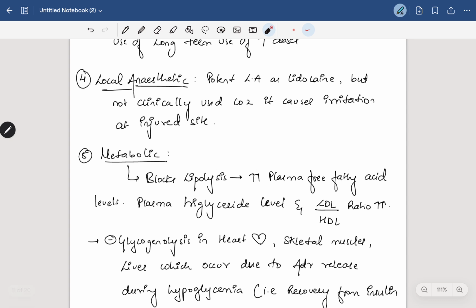Moving on to local anesthetics. Beta blockers also act as potent local anesthetics like lidocaine. Lidocaine is also known as lignocaine. But we do not use it clinically because it causes irritation at the injected site.